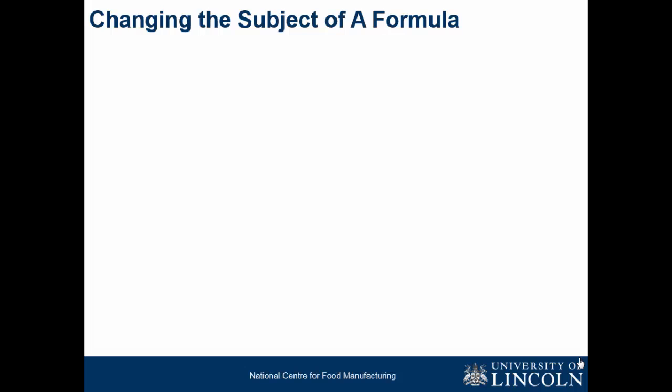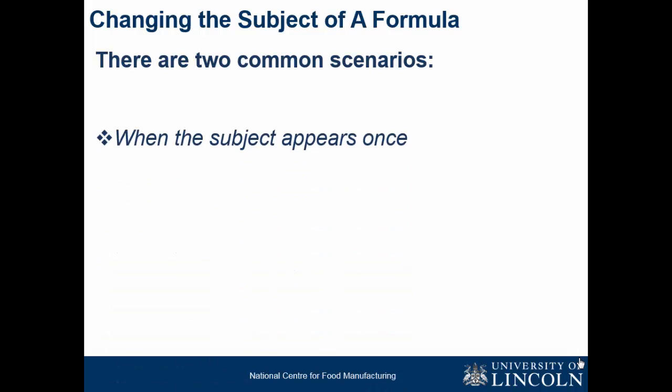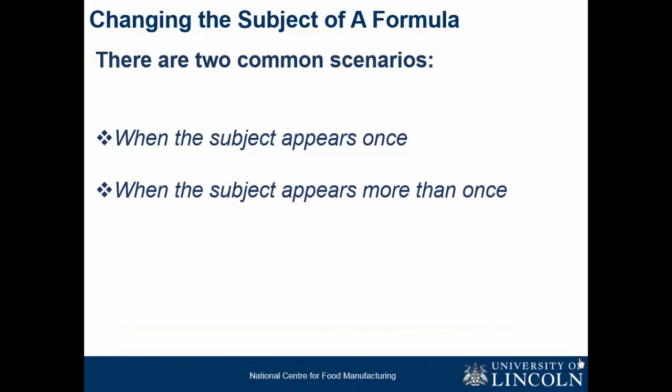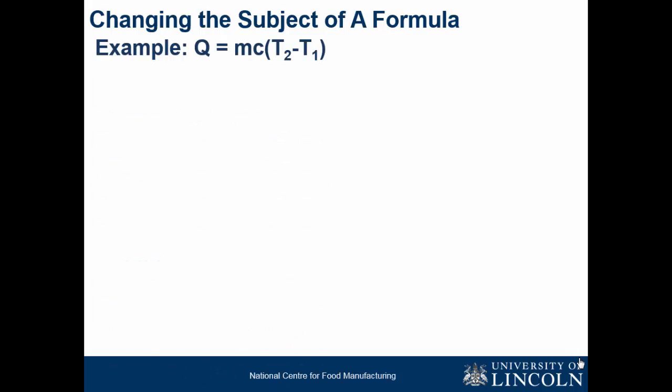And looking at the change of subject of a formula as a topic, there are two common scenarios. The very first one is when the subject appears once, and the second scenario is when the subject appears more than once. Sometimes you can have the subject in 2 or 3 places. I'm going to explain this later on. Now, let's look at when the subject is appearing once.